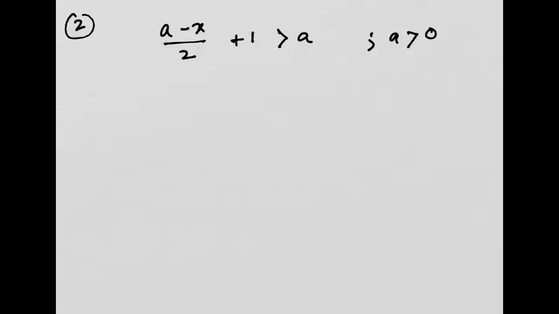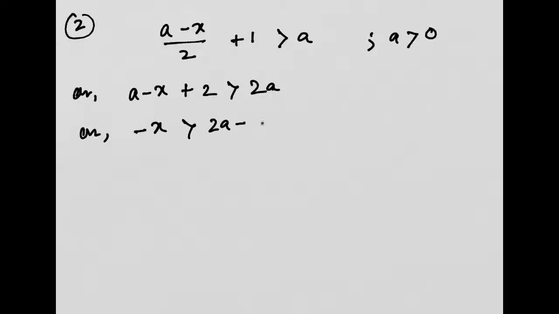So again I am multiplying by 2 on the left hand side and right hand side. I am getting minus x greater than a minus 2.